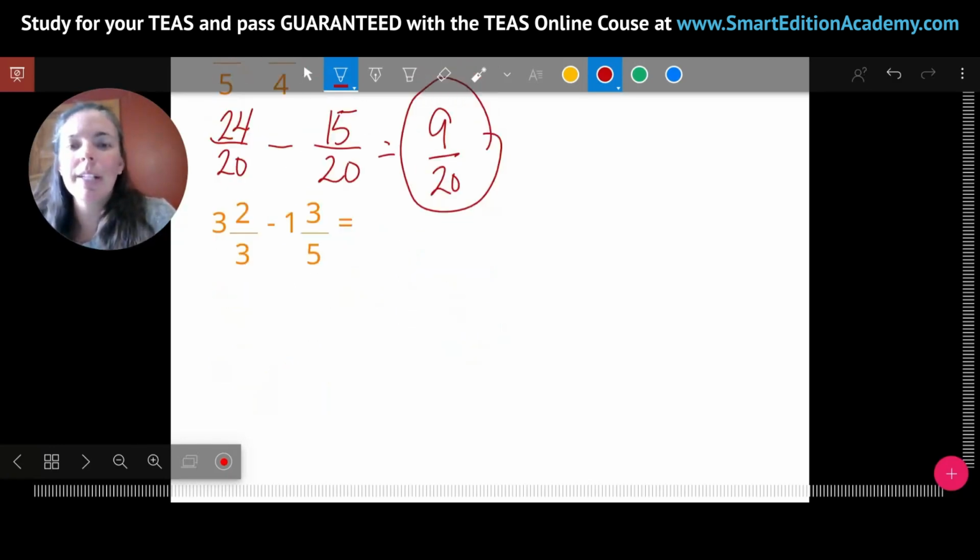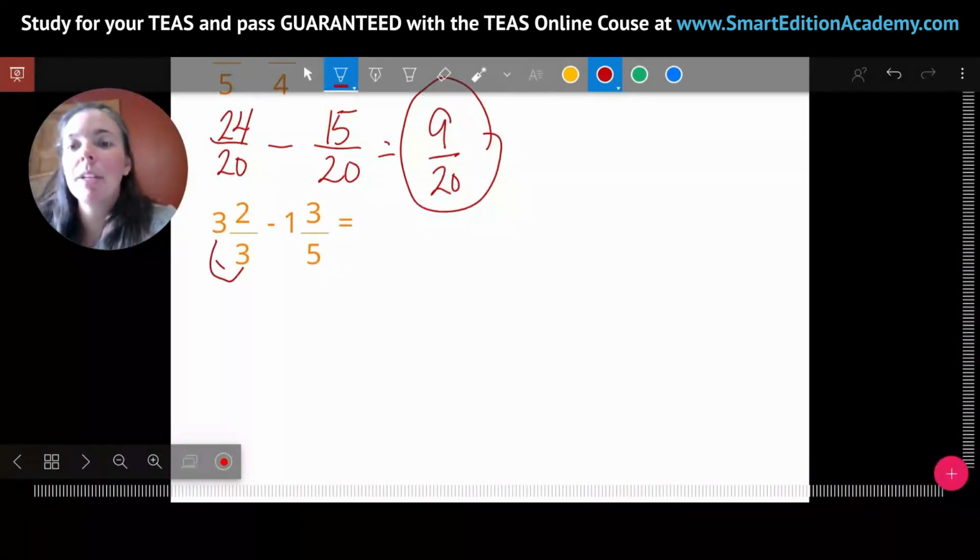Okay, so one more example here. What happens when we have a mixed number thrown in there? Okay, so this would be the same if we were adding or subtracting, it wouldn't matter. My suggestion would be to turn the mixed number into an improper fraction, so then we can just follow the process. So, quick review of improper fractions. We take the denominator, multiply it by the whole number. 3 times 3 is 9, and then we add the top. That would be 11 over 3.